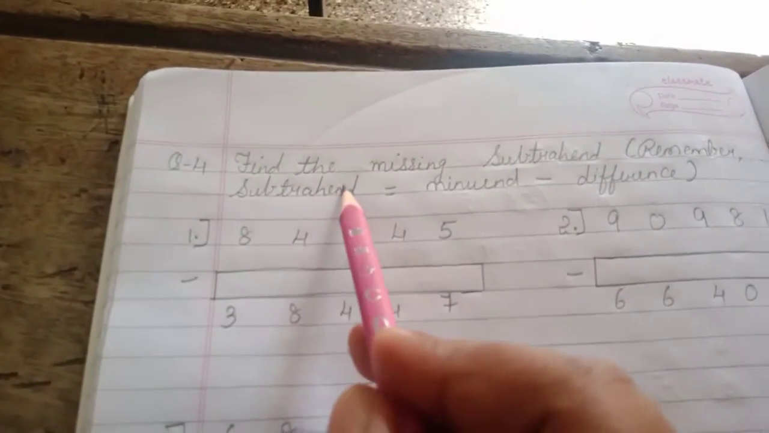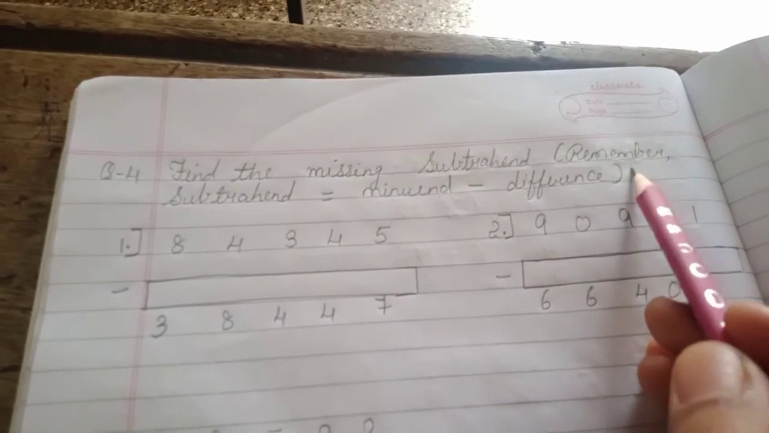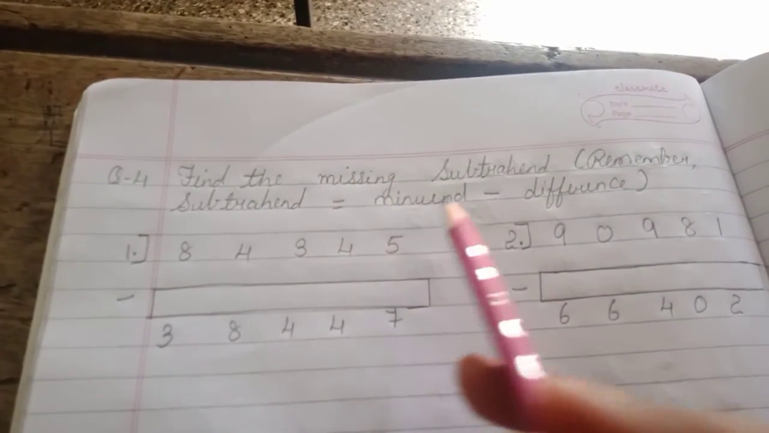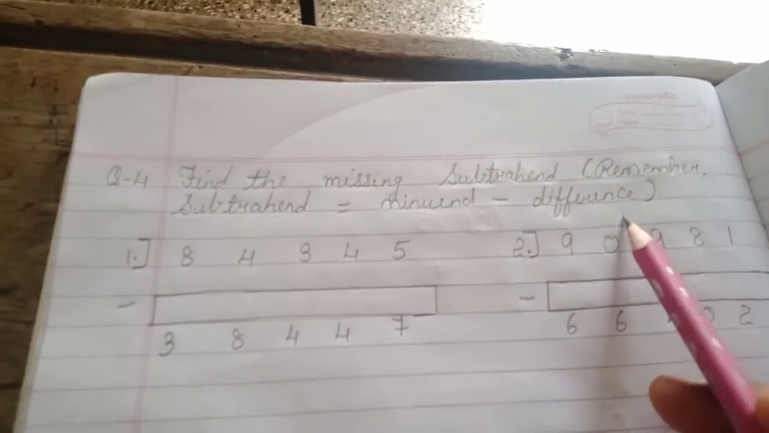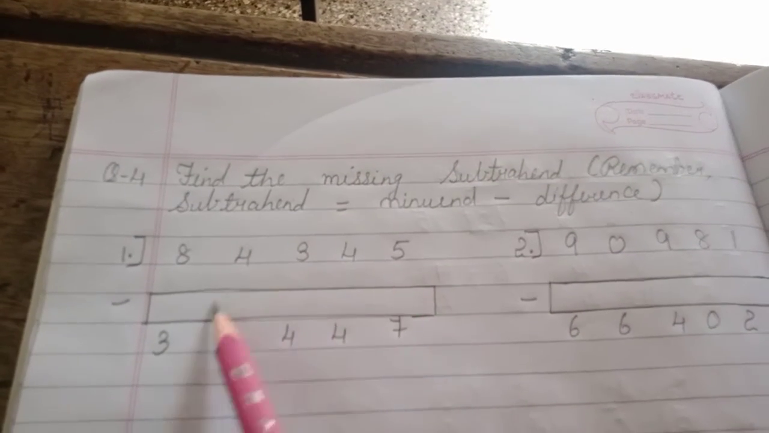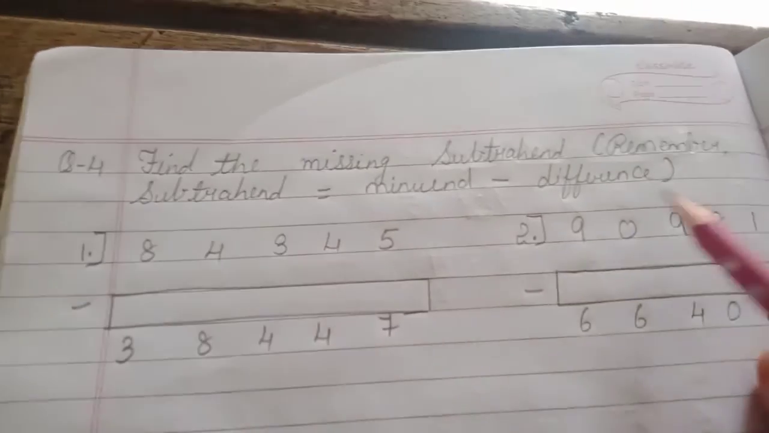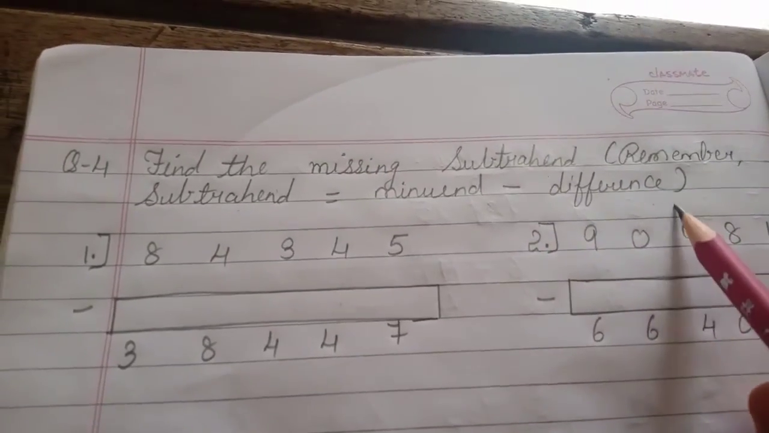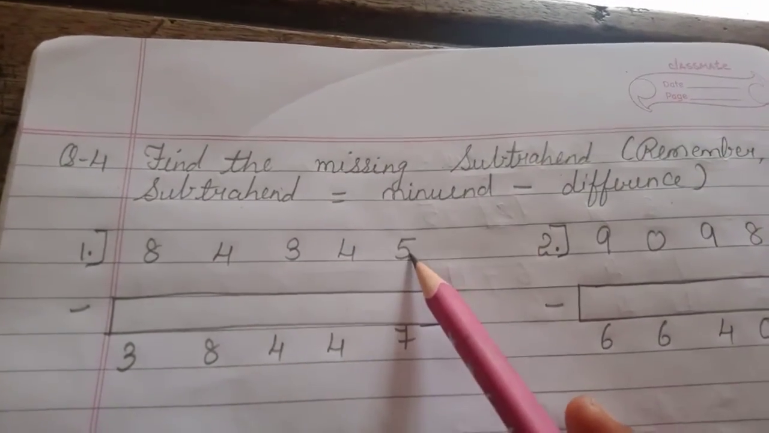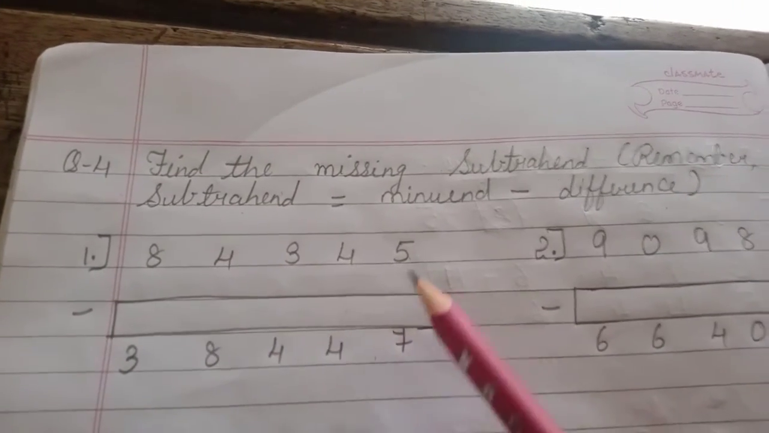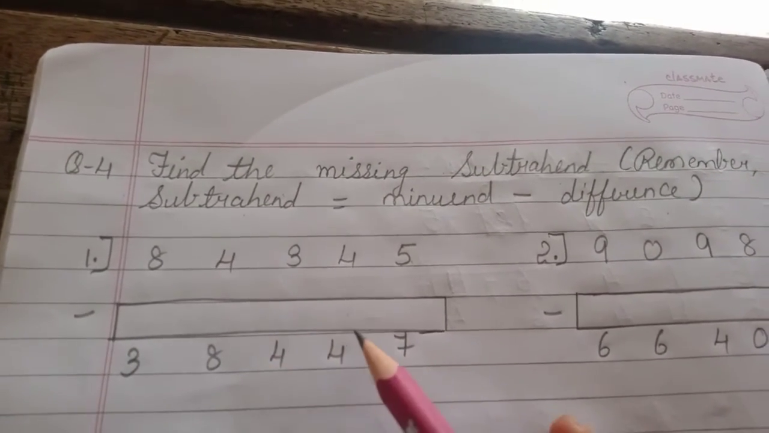Question number 4. Find the missing subtrahend. Remember, subtrahend equals minuend minus difference. So now in these sums we are going to find out the subtrahend. So what is the formula for finding out the subtrahend? That is minuend minus difference. So in the questions we are having minuend and difference. So by subtracting them we will get the subtrahend.